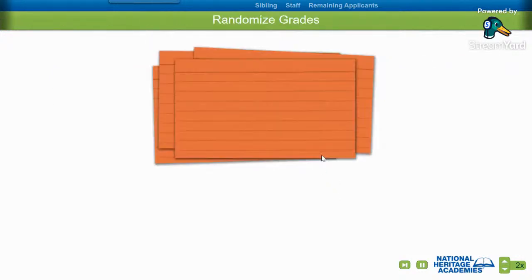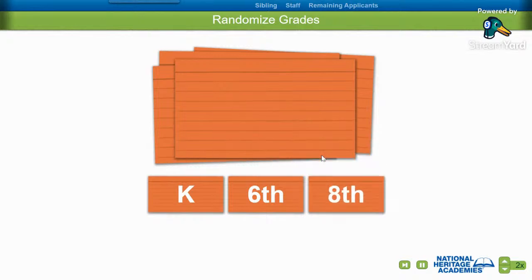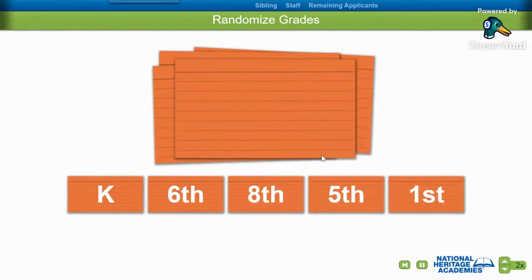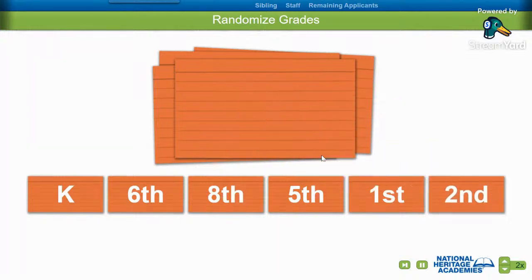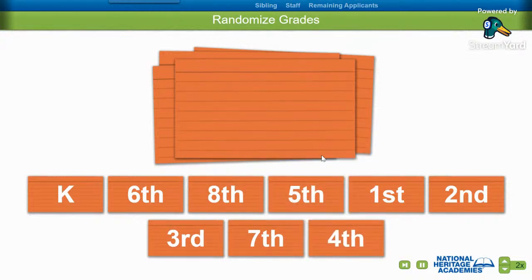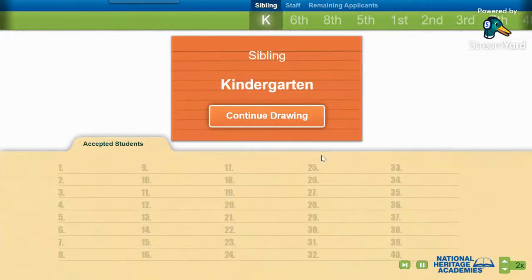So we'll start by randomly drawing the grade order in which we'll follow the lottery. Kindergarten will go first, followed by 6th grade, then 8th grade, then 5th grade, 1st grade, 2nd grade, 3rd grade, 7th grade, 4th grade. Okay, that's our grade order. We'll follow this through the whole process.